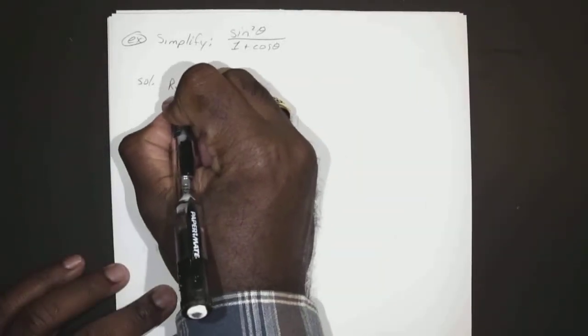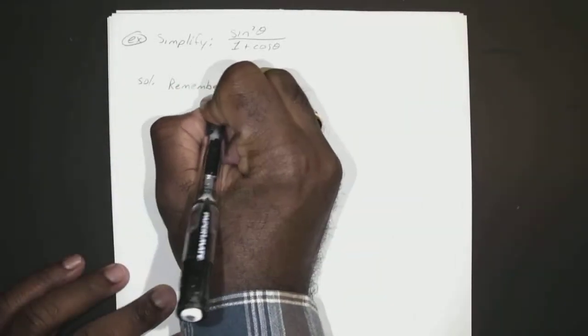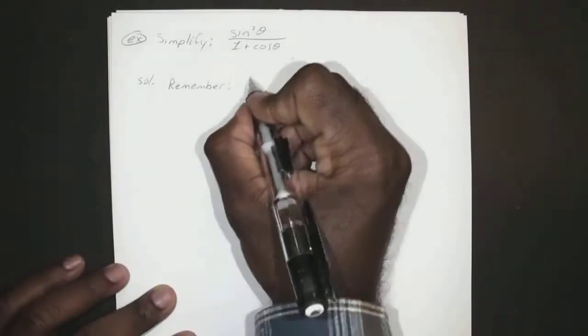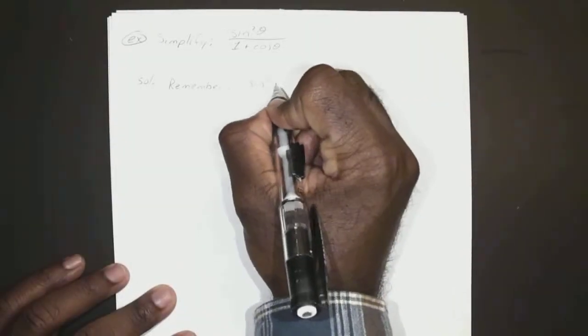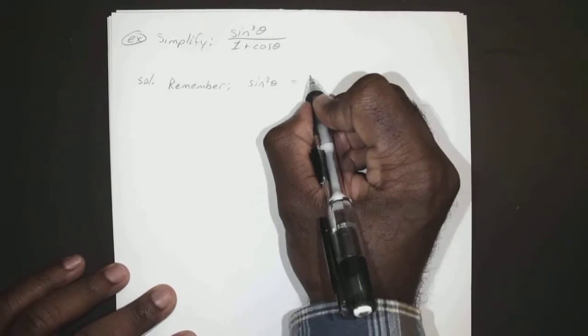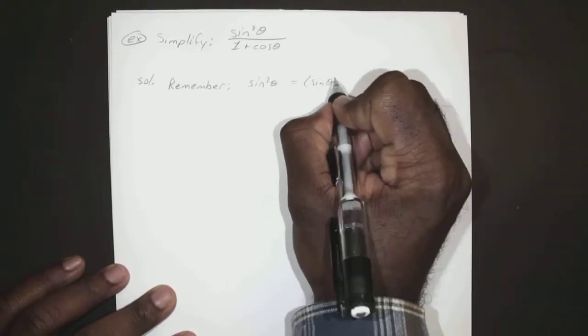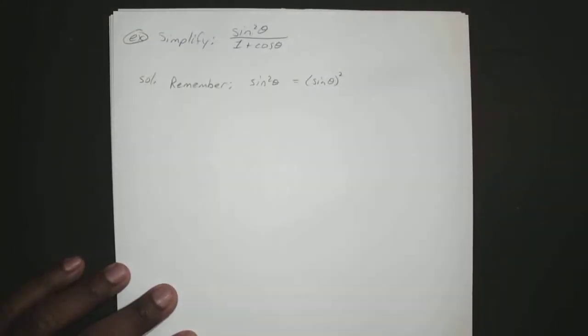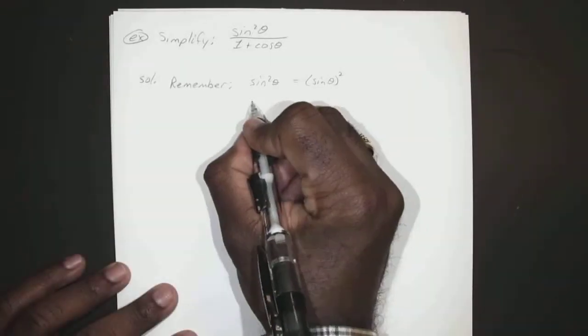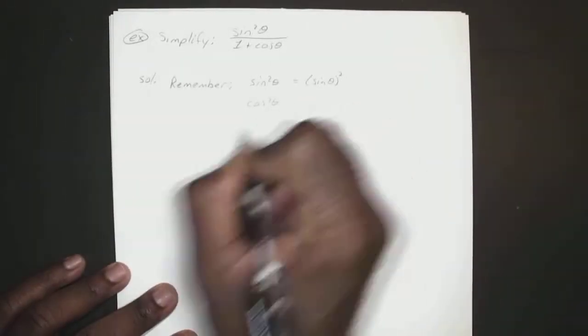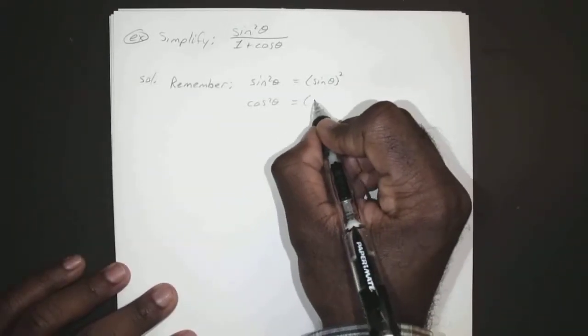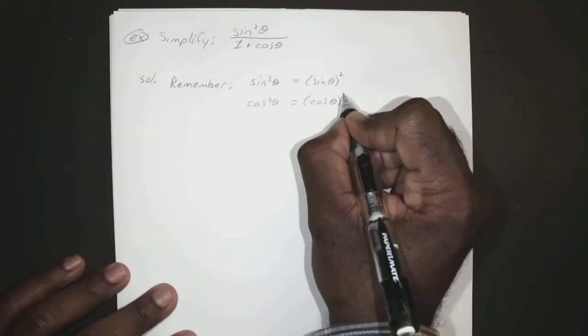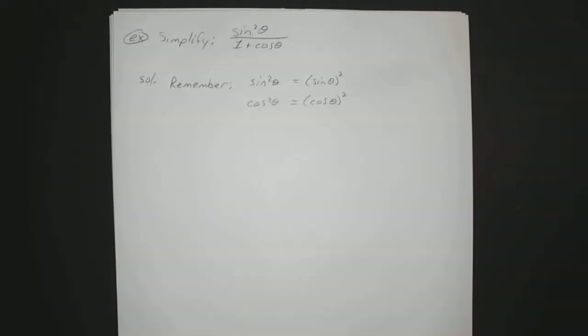Okay. Now with this one, the best thing to do is just remember the notation. Sine squared of theta is the same as saying sine of theta squared. Same thing with cosine. Cosine squared of theta is the same as saying cosine of theta squared. Just different notation.